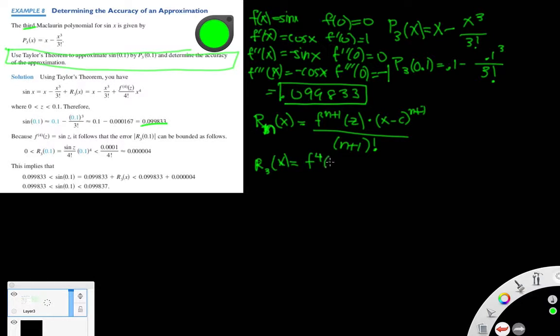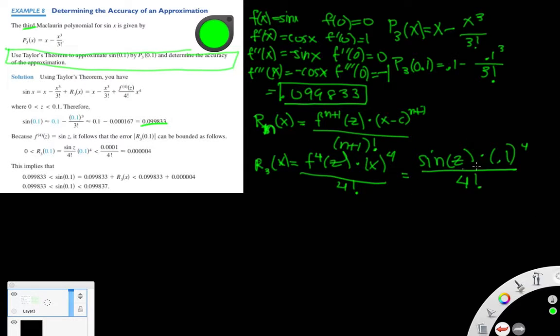So the fourth derivative of z times, we also know c, so we're going to also put that in there. C is 0, so x to the fourth over 4 factorial. And we know what x is, so we're going to plug that in. And we're also going to plug in what the fourth derivative of f is. The third derivative, which we calculated up here, was negative cosine of x. So the derivative of negative cosine of x will be the fourth derivative, which is sine. So essentially, we're going to be taking the sine of z times 0.1, which is x, to the fourth power, all over 4 factorial.